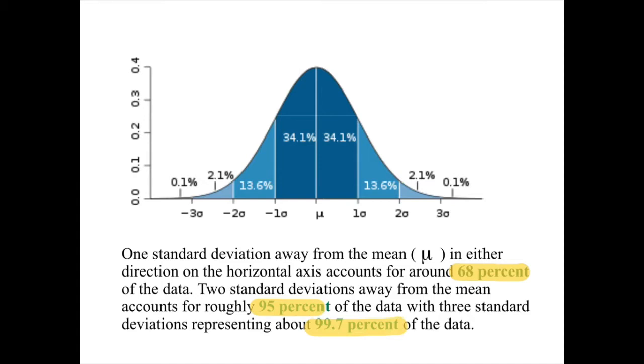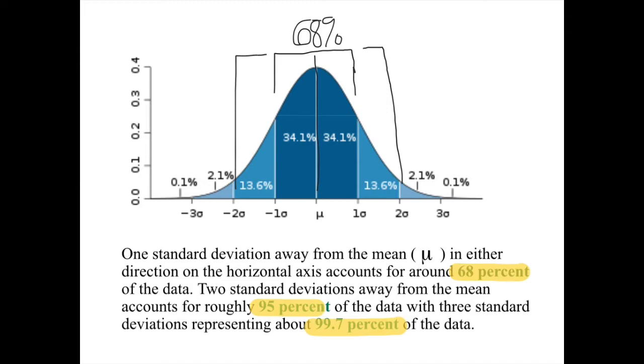If you will notice here in the dark blue, this area right here, which is symmetrical around the mean, represents 68% of the graph. So if that part is shaded, 68% of the graph is shaded. If we tack on this 13.6 and add that to 68, we'll get this number down here at the bottom, which is 95%. If we add on another 2.1% onto that, then we have 99.7% of the data shaded.